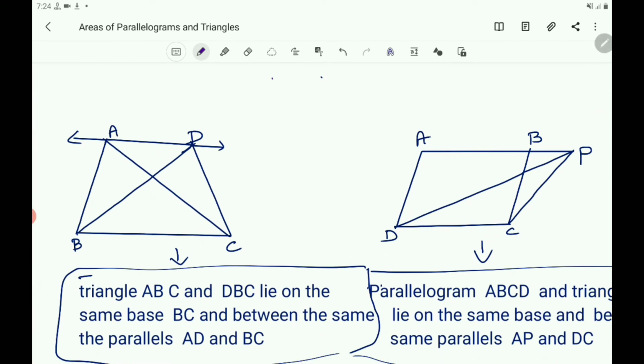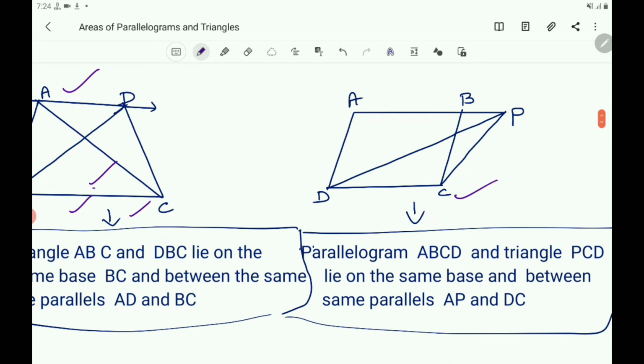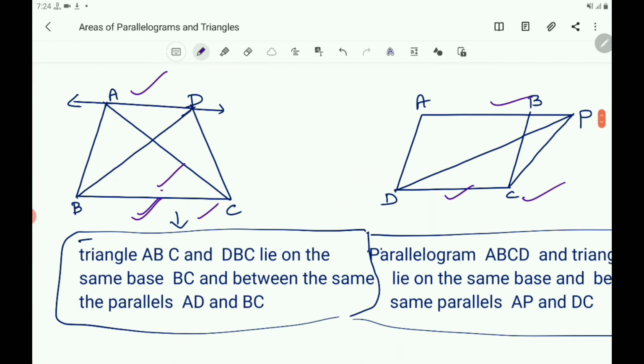See, here also triangles are there. Triangle ABC and triangle DBC lie on the same base BC and between the same parallels AD and BC. So, these are the two triangles which are on the same base and between the same parallels. Here also you observe parallelogram ABCD is there and triangle PDC is there. Parallelogram ABCD and triangle PCD are on the same base DC and between the same parallels AP and DC. So, these two are figures on the same base and between the same parallels.